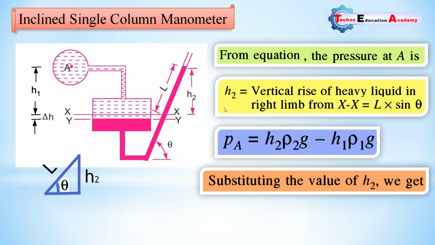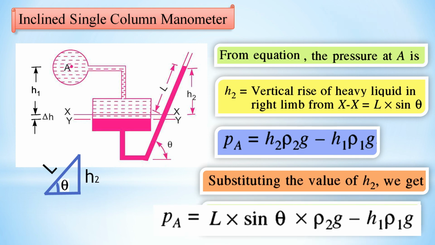First of all, we calculate the value of H2 and put it in the previous equation of the single column vertical manometer, because here we are considering inclination. Our objective is to calculate the height H2 in terms of sin theta. So put the value of H2 equal to L sin theta in this equation, which we have already derived in the previous slide. Substituting the value of H2, we get PA equal to, instead of H2, L sin theta into rho 2 g minus H1 rho 1 g.